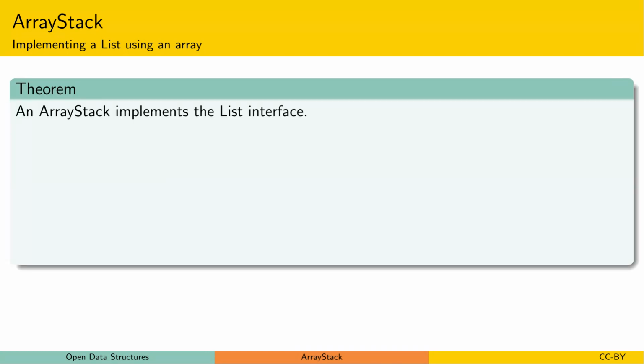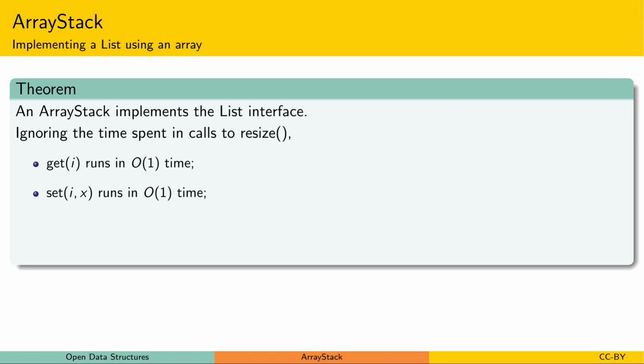The ArrayStack is a nice simple implementation of the list interface, and the running times of ArrayStack operations are easy to analyze, except for the resize operation. To get around this, we'll ignore the cost of resize, for now. The get(i) and set(i, x) operations are simple array accesses that each take constant time.